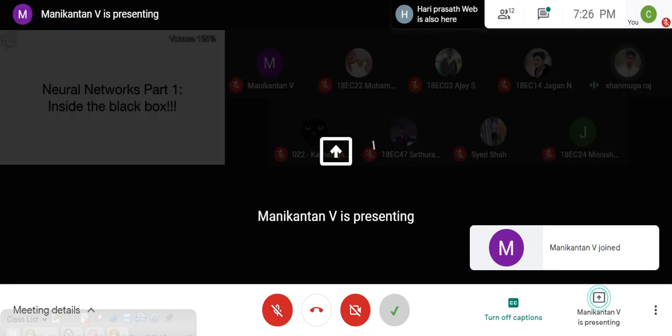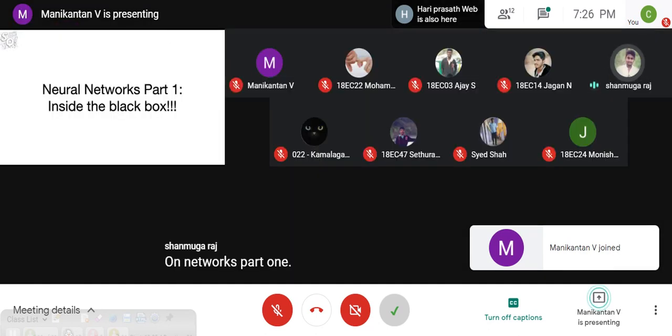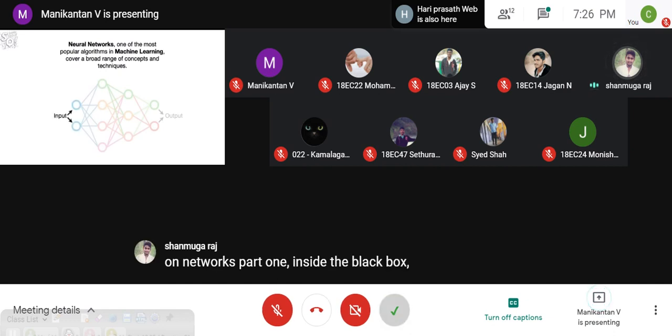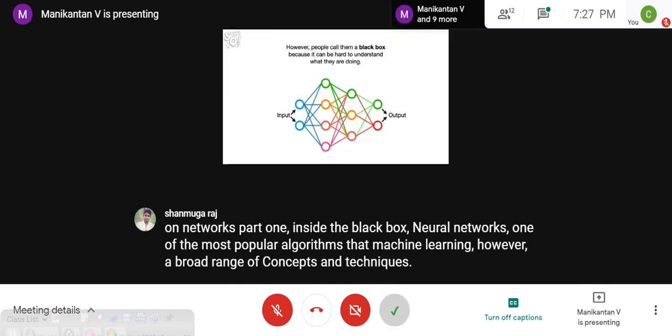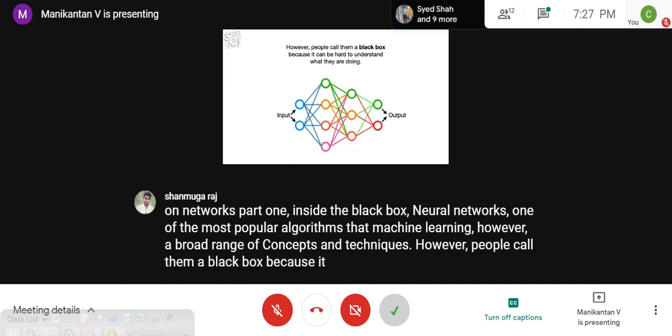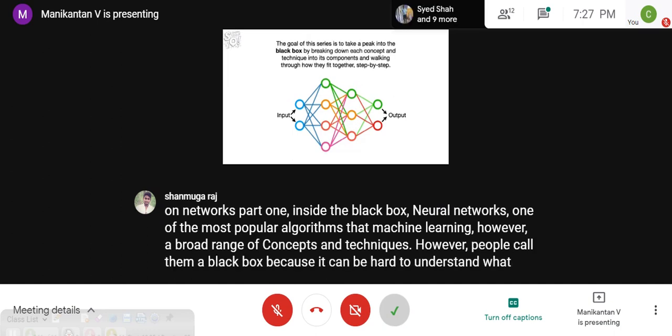Neural Networks Part 1, Inside the Black Box. Neural networks, one of the most popular algorithms in machine learning, cover a broad range of concepts and techniques. However, people call them a black box because it can be hard to understand what they're doing.